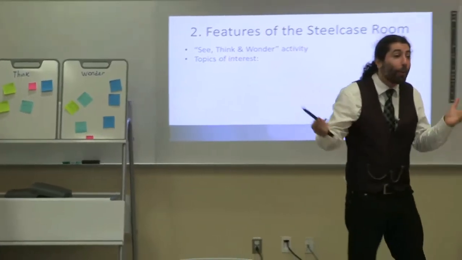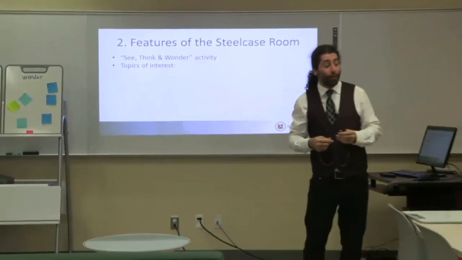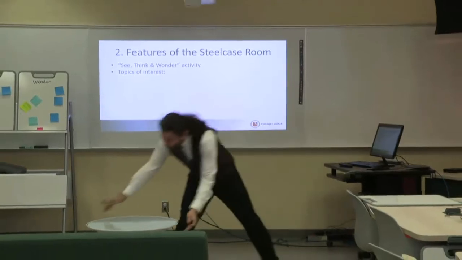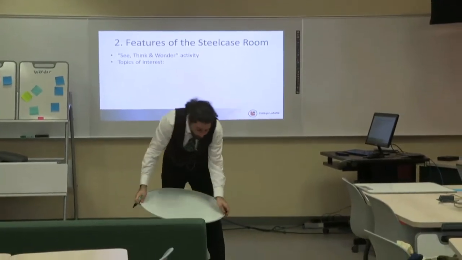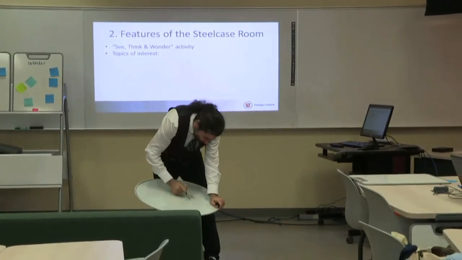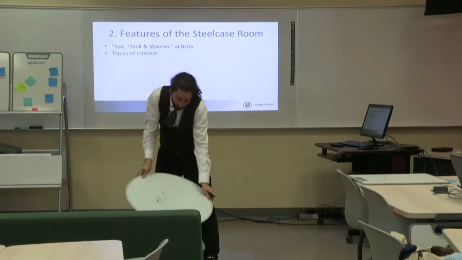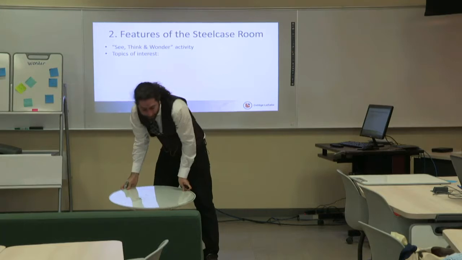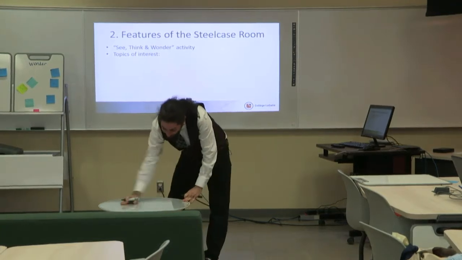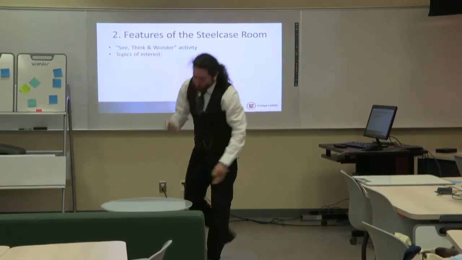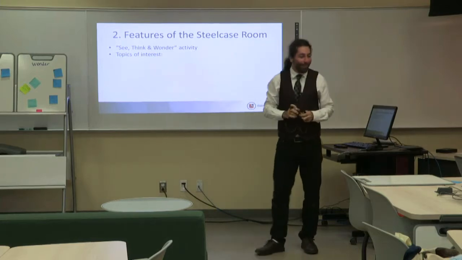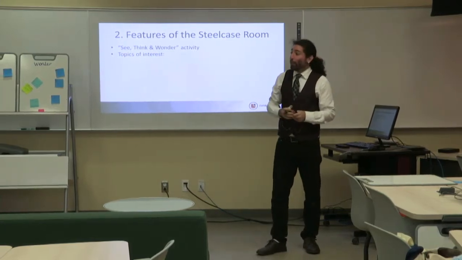But why? What do you think about the couch and the table? And by the way, I'm going to do something rebellious. You can write on this baby, right here. You can jot down. It's a glass table, so glass tables lend themselves really well to dry markers. But what can you do with this?